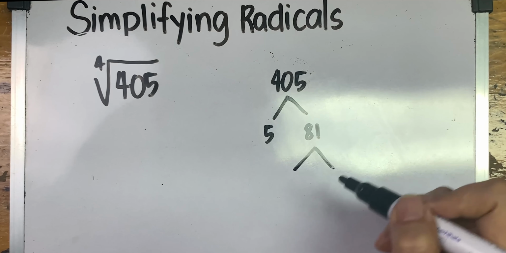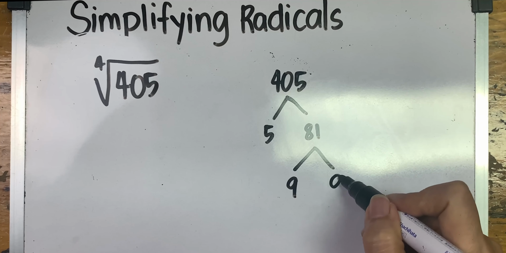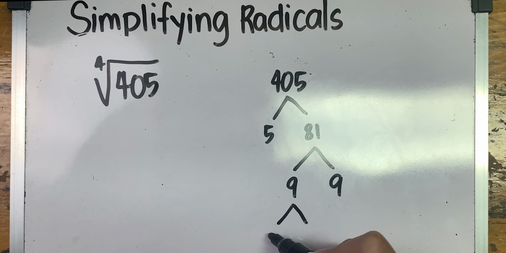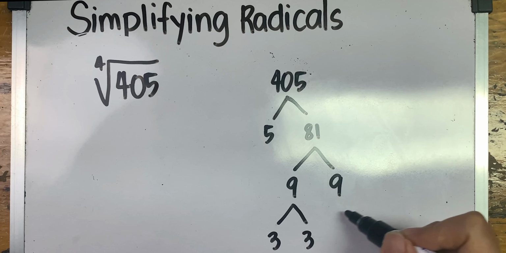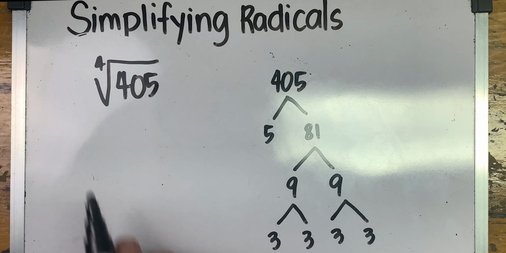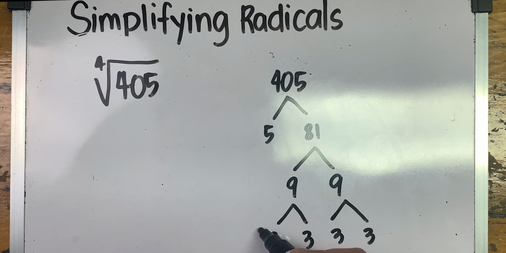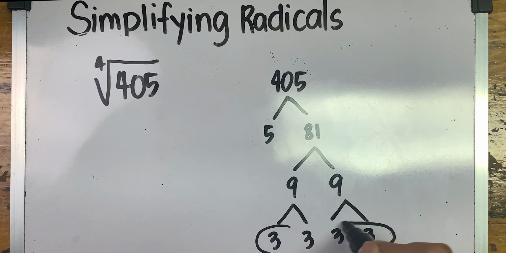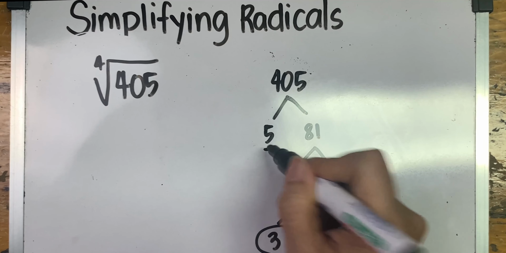And then 81, if you get the factors of 81, that's 9 and 9. And then 9, have 3 and 3. Ganun din dito sa kabila, 3 and 3. Now, since hinahanap natin yung fourth root ng number na to, hahanap tayo ng 4 of the same number. So, a group of 4 of the same number. So, that is this one. Pero wag natin kalilimutan yan.